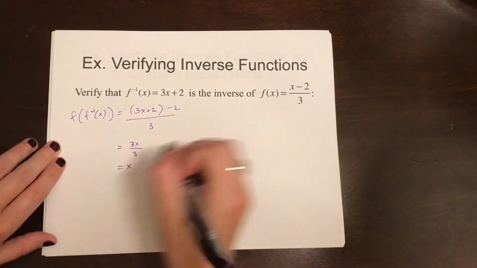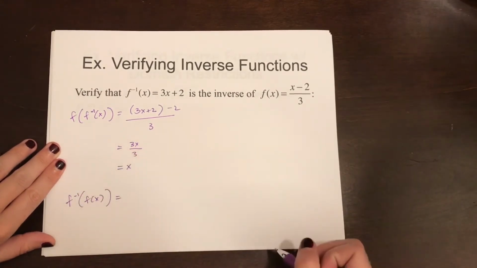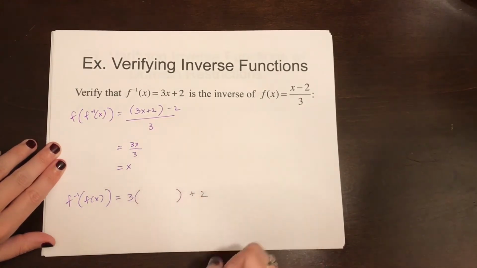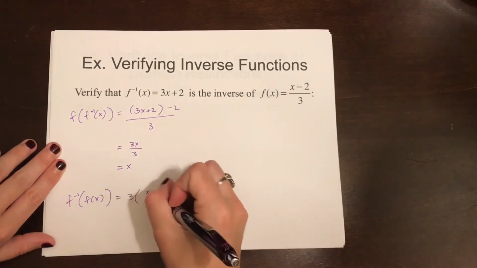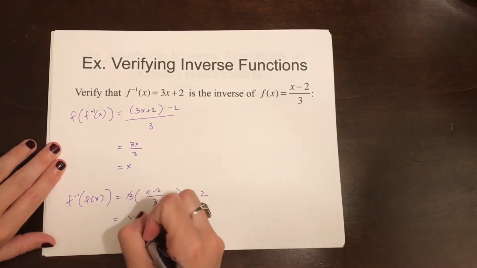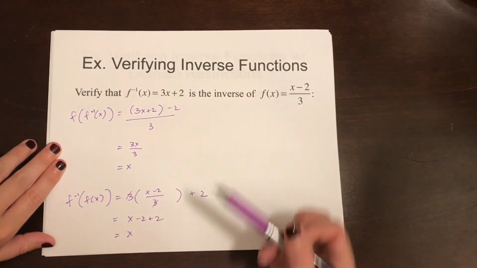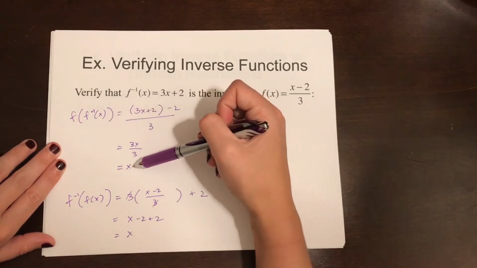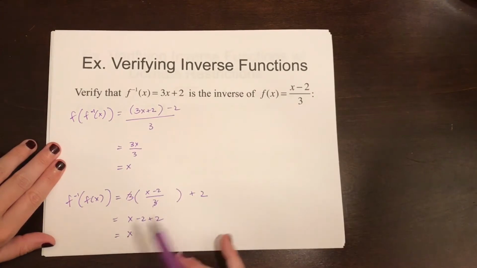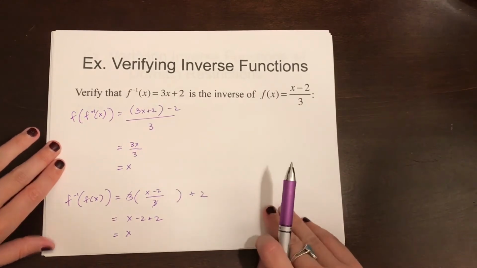Okay, now we need to show it the other way, so f inverse composed with f. So f inverse being the outside function, and substituting in f. Okay, so these 3's will cancel. We're left with x minus 2 plus 2 equals x. Okay, so f composed with f inverse is equal to x for all real numbers, and f inverse composed with f is equal to x for all real numbers. Therefore, these two functions are actually inverses of each other. We just proved that.